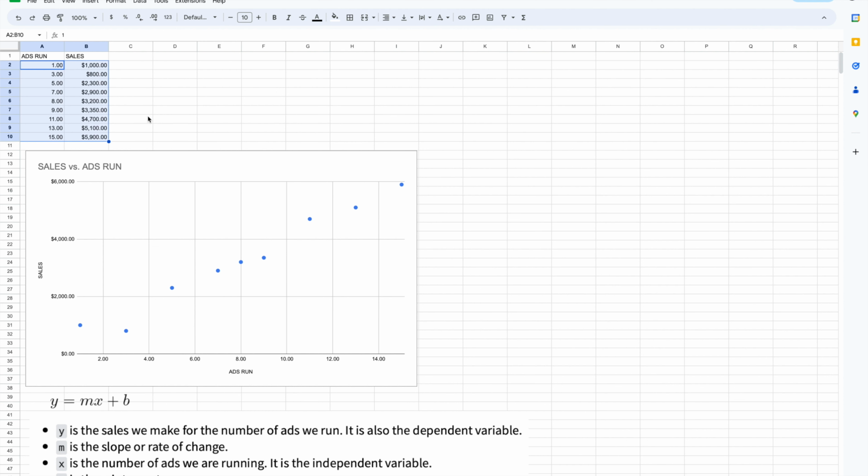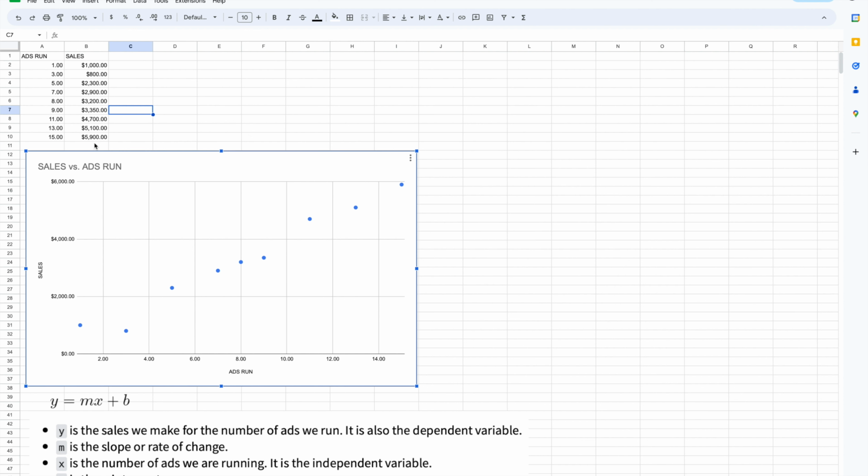And without further ado, let's go ahead and start with our lesson. So let's say you're running an internet campaign, and for every ad you run, you get some type of sales, right? So for one ad, you're getting $1,000. For 3 ads, you're getting $800. For 5, you're getting $2,300, and so on, right? So we want to find a trend in this data because it's going to be very useful for making predictions about what our sales will be for X number of ads.